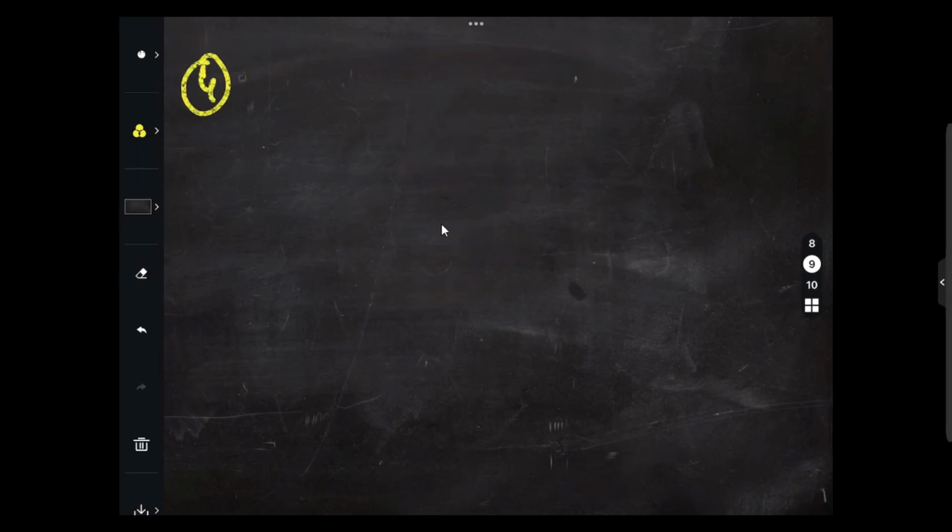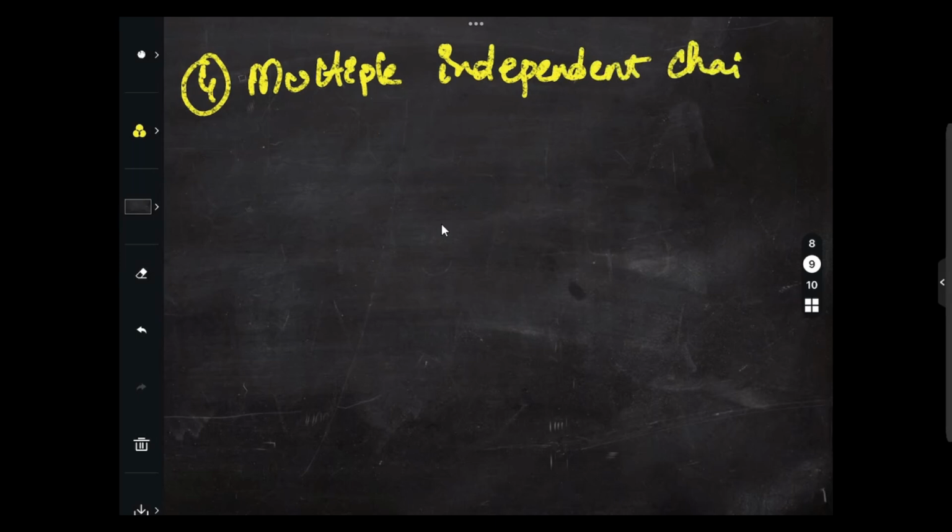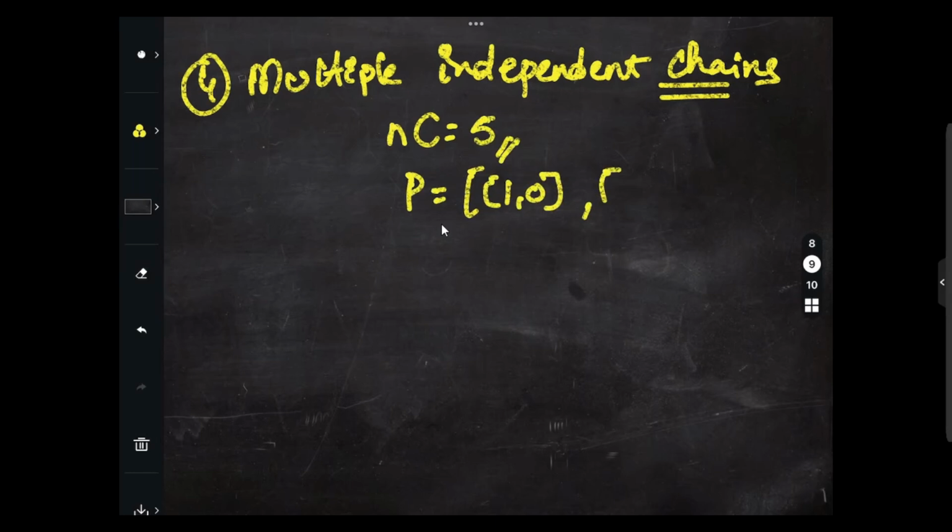Let's move on with the fourth edge case. Or sorry, not the final edge case, fourth edge case, multiple independent chains. So I'll just give here multiple independent chains here. So when I say multiple independent chains, number of courses I'll just consider here 5. Prerequisites I'll just consider here 1, 0 and 3, 2 here.